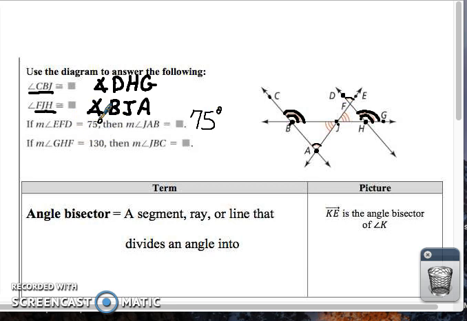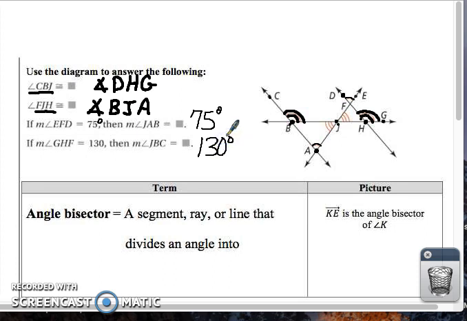All right, let's look at this one. The measure of angle GHF. Find GHF. Hey, that's one we already found. If that's 130, then the measure of angle JBC, two congruent angles, it has to be the same, so it has to be 130 degrees.